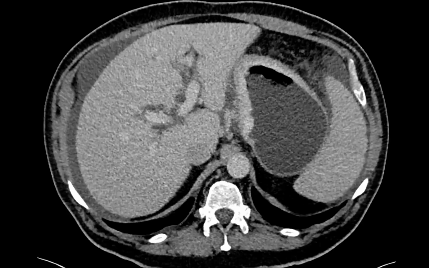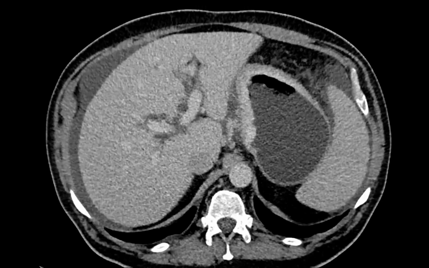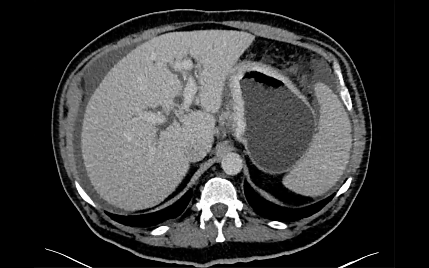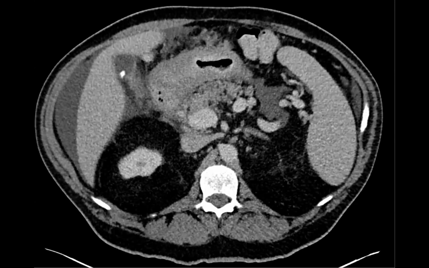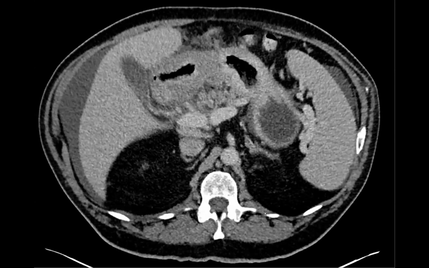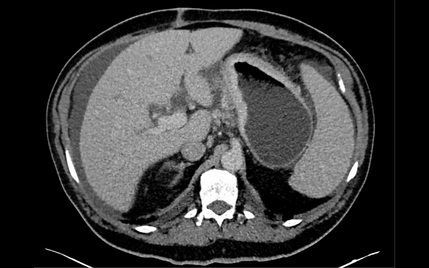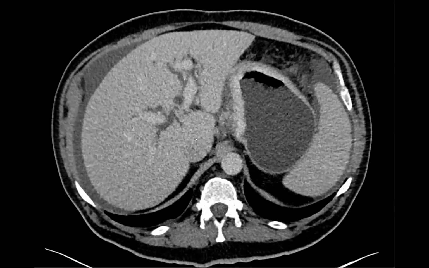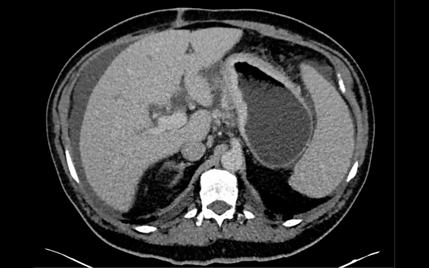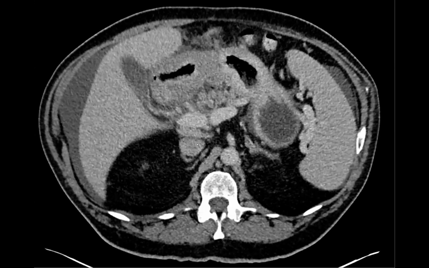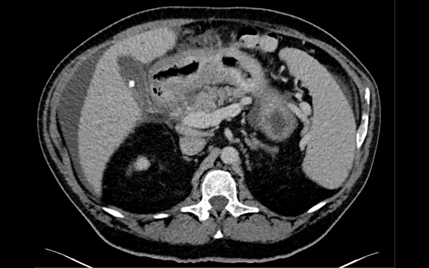Okay, so this patient presented with elevated bilirubin and jaundice. You can see that their bile ducts are dilated here. And I want you to tell me why. The pylorus looks very thickened. Even the lesser curve of the stomach. Yes, exactly.